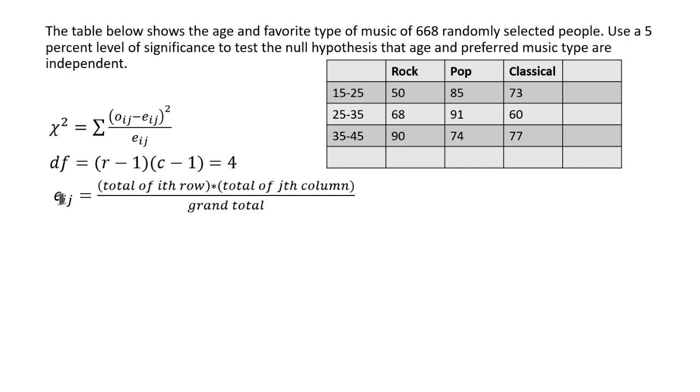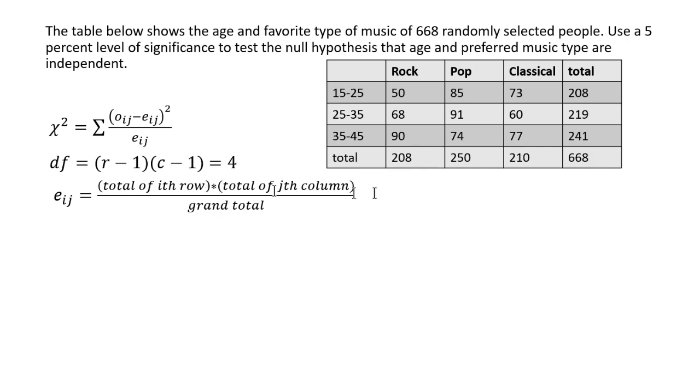Okay, now back to the expected. So in this formula, the expected value of the ith row and jth column is computed by the following formula. You need first the total of this row and total of this column, and you also need the total population, and you compute the product of this total and this total, and then divide it by the grand total. Okay, so let me give you an example.